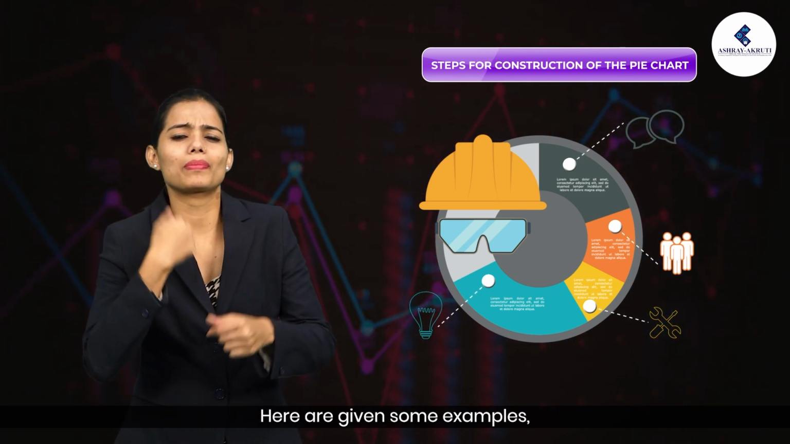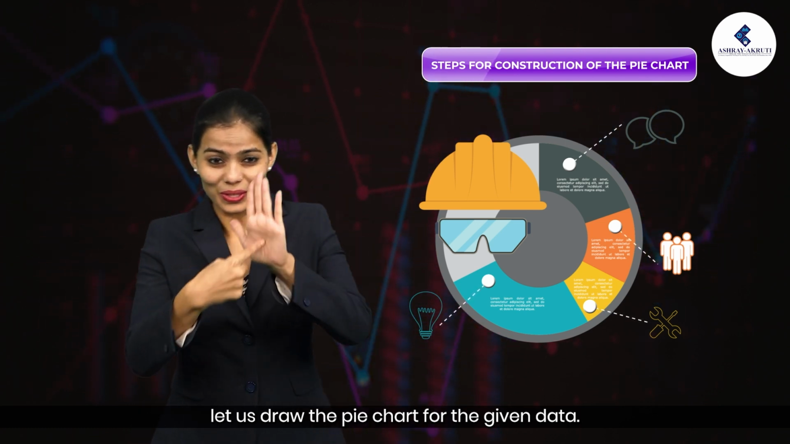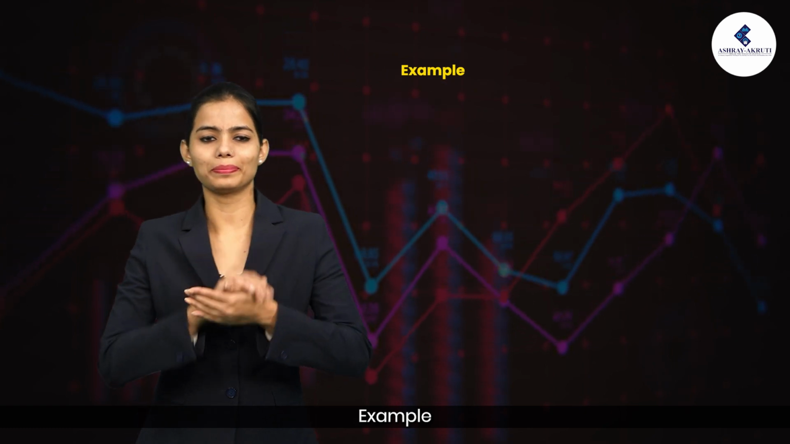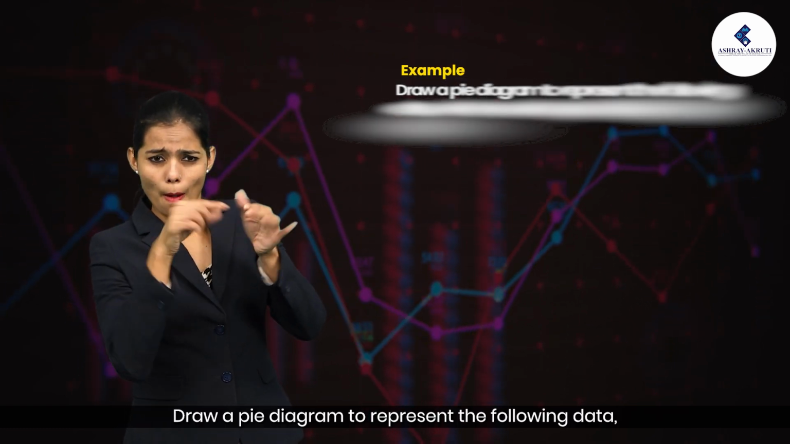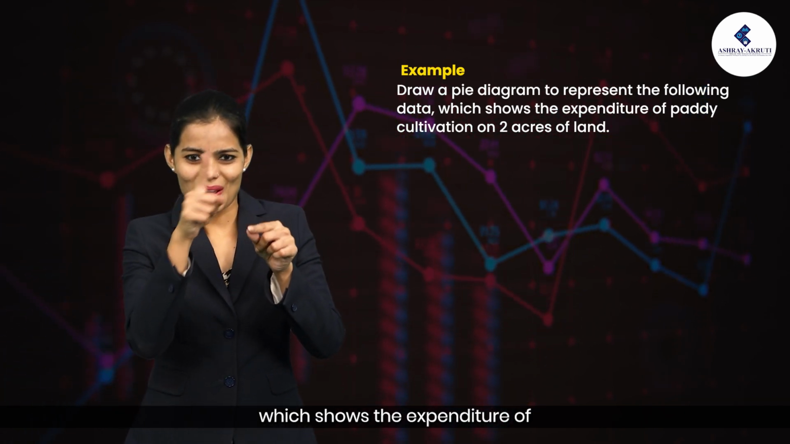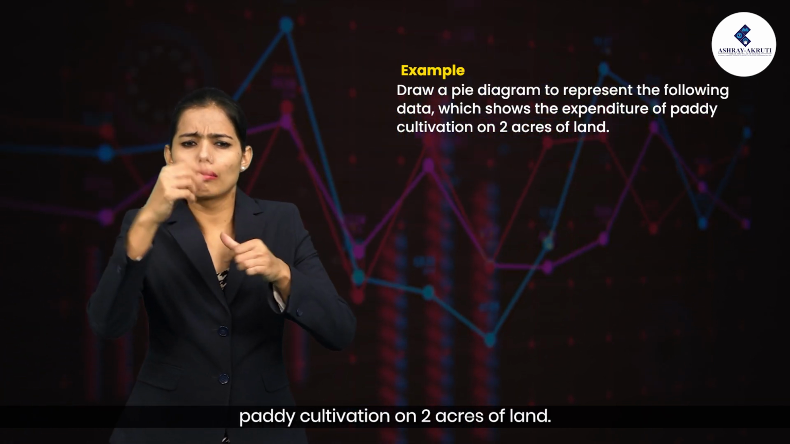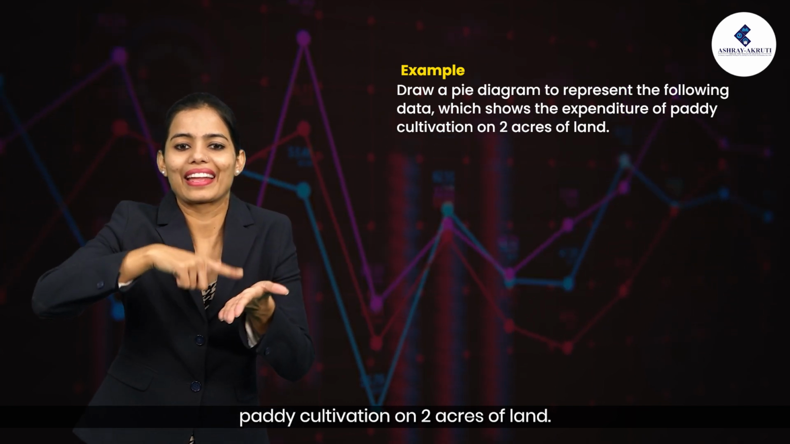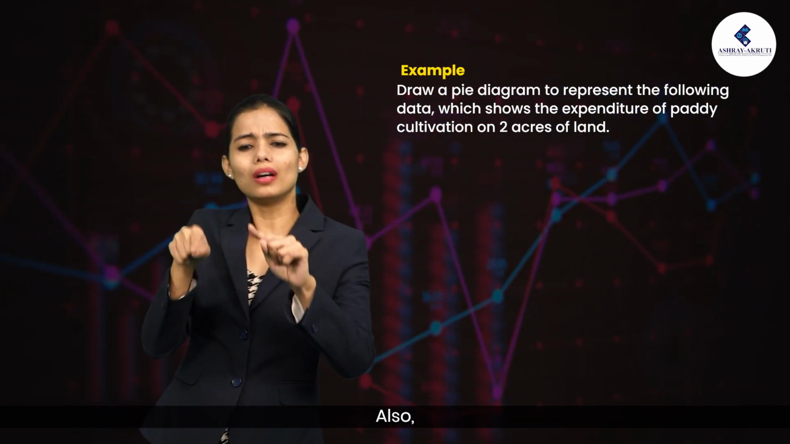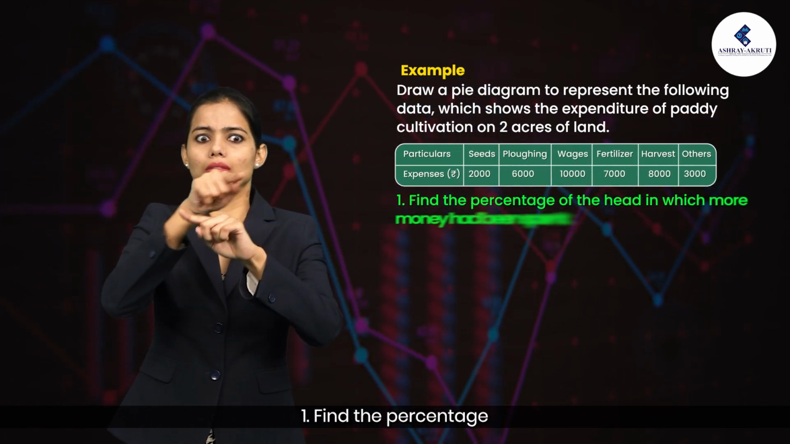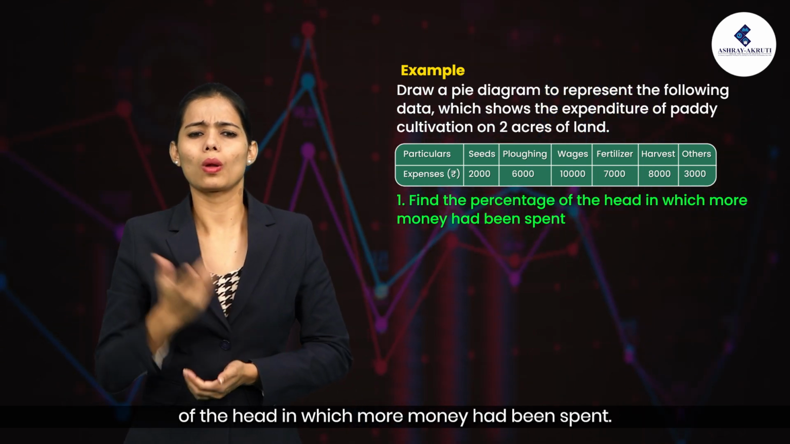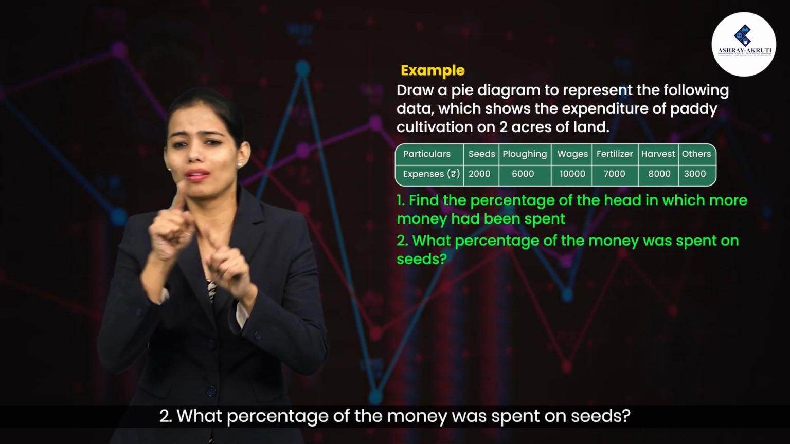Here are given some examples. Let's draw the pie chart for the given data. Example: Draw a pie diagram to represent the following data, which shows the expenditure of paddy cultivation on 2 acres of land. Also, find the percentage of the head in which more money had been spent. What percentage of the money was spent on seeds?